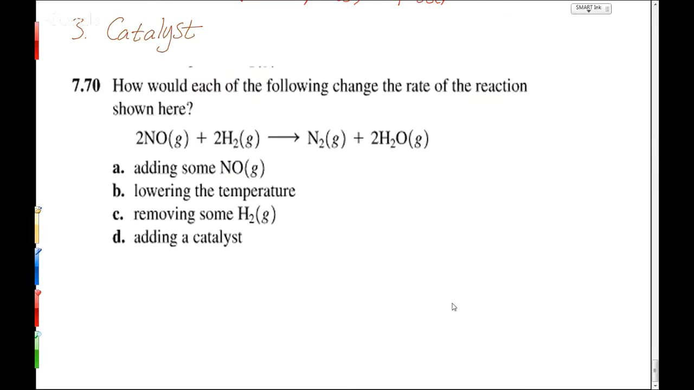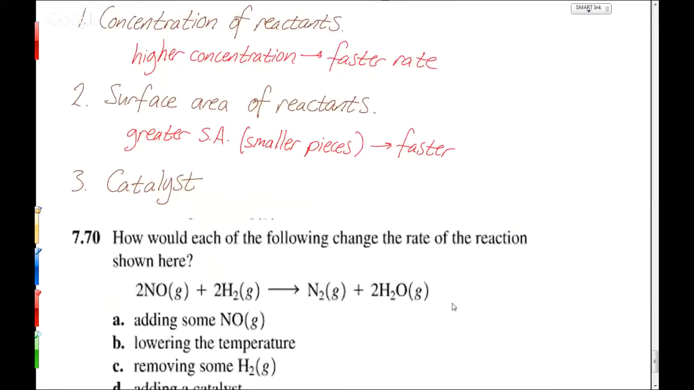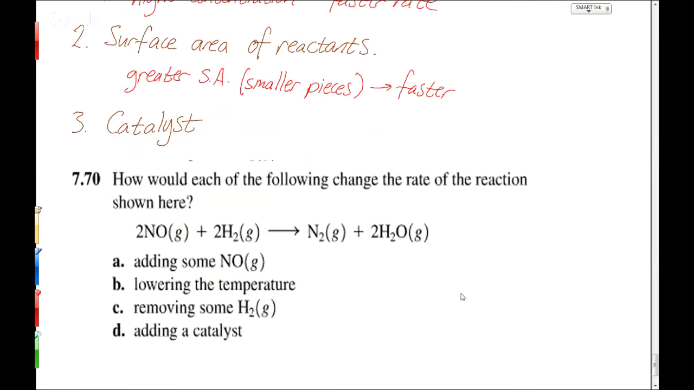All right, so how do we affect the rate if we do these different things? If we add some NO, what happens to the rate? Does it go up, down, or no change? How many people say the rate goes up? Rate goes down? Rate doesn't change? Yeah, the rate goes up. So that would go under number 1 here. We've increased the amount of reactant there by adding NO, and that should increase the rate.